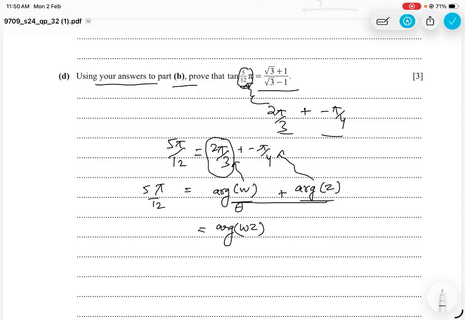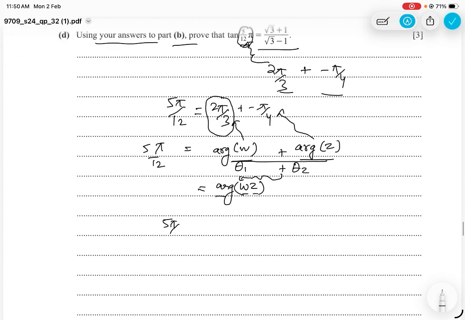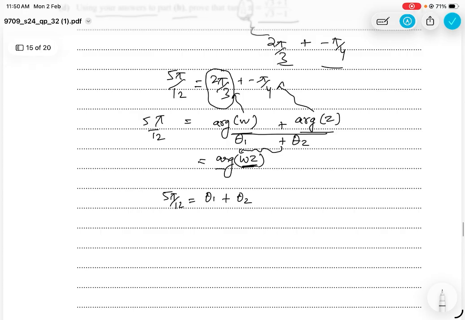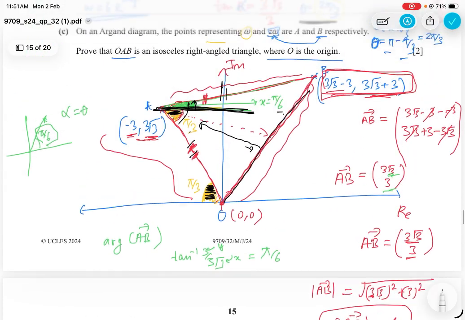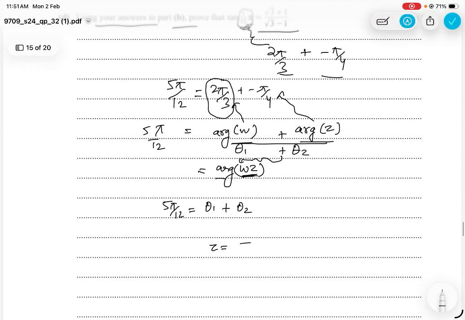What are we doing over here? We are doing theta 1 plus theta 2, which is the same case for this one, argument of w times z. Why, sir? Why is this the same case? Let me tell you. First of all, tell me 5 pi by 12 equals theta 1 plus theta 2. Agreed? Now listen. If I multiply these two complex numbers, okay? So I have z. Z was root 2 e to the power minus pi by 4i.